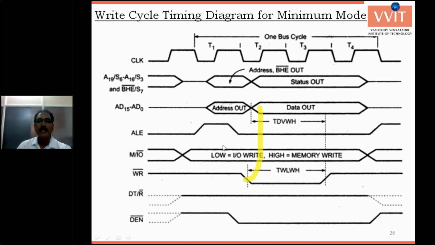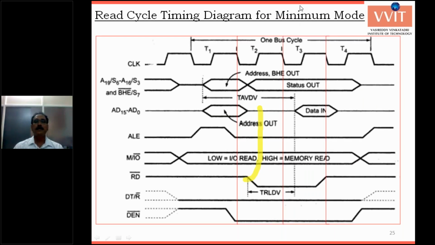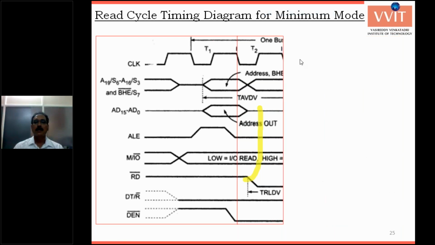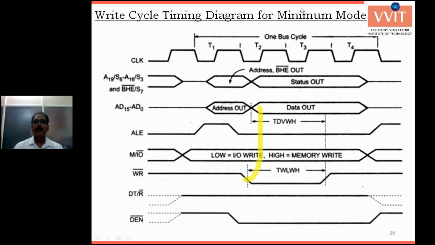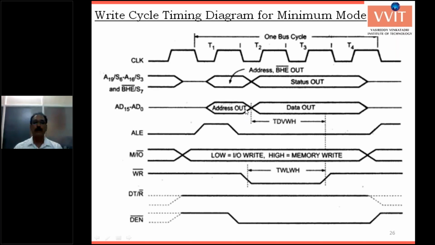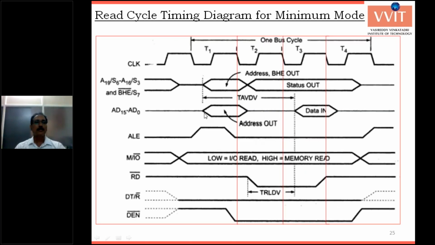In the write cycle, the data lines are enabled immediately. Data is available, and that content is written into the output or memory location. But in the read diagram, it takes some time. The content is read from the memory, and after that it is written onto the data lines. This is the main difference between the read and write cycles.